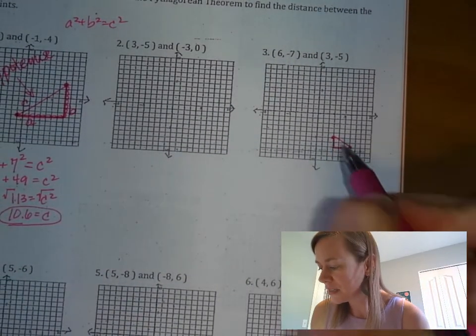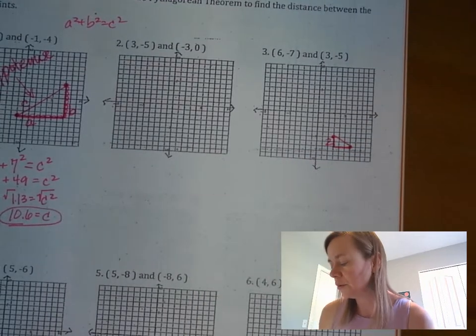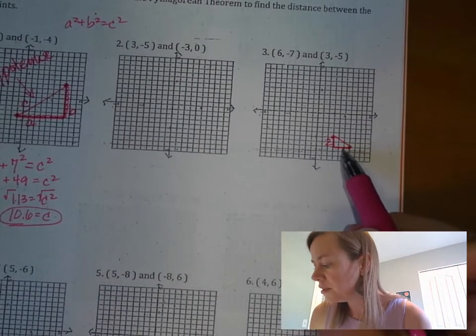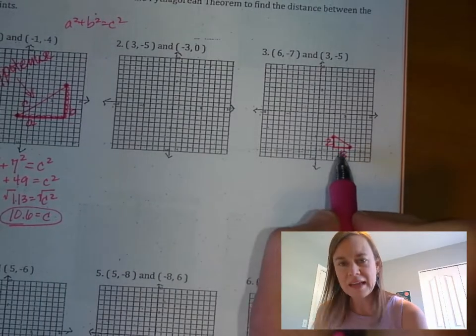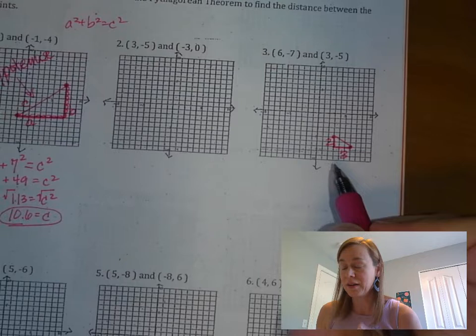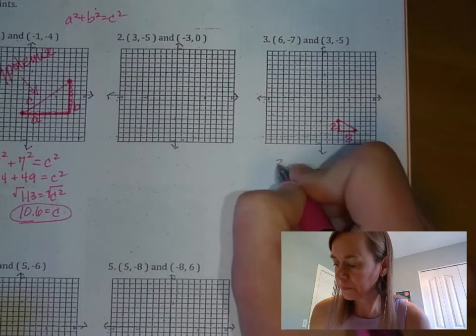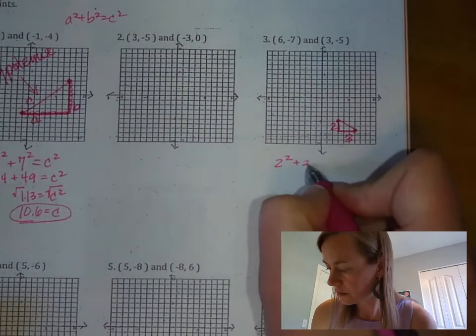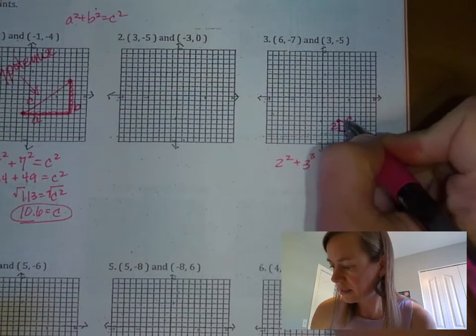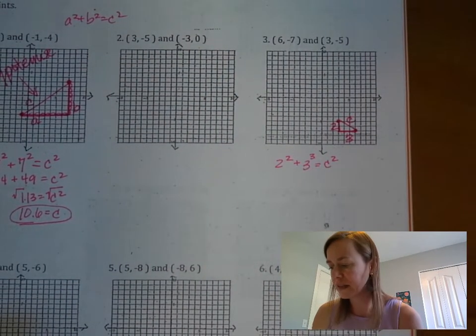So what's the length of this leg here? You can just count. 1, 2. That one's a 2. What about this other leg? 1, 2, 3. Looks like that one is 3. So we'll call this one A and this one B, but if you wanted to do it the other way around, totally fine. So A squared is going to be 2 squared. And B squared is going to be 3 squared. And then this distance is going to be C. So I'll just write C squared because we don't know what it is.